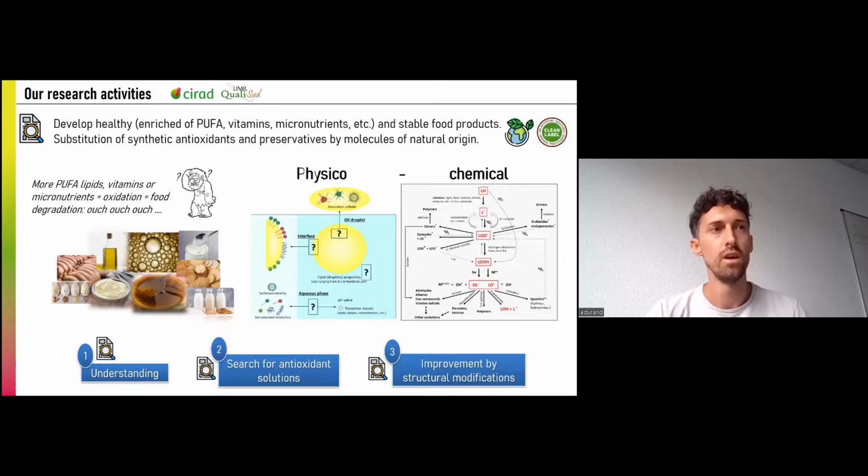So in this context, we have, let's say, three main topics to address that question. The first one is the understanding. The second one is to search for antioxidant solutions. And the third one is the improvement of antioxidant activity by structural modification. And I would say that the NaDES may get involved in these two research topics: to look at new antioxidant solutions, mostly regarding the extraction capacity, and also to improve, by structural modification and biotransformation, the activity of natural antioxidants.